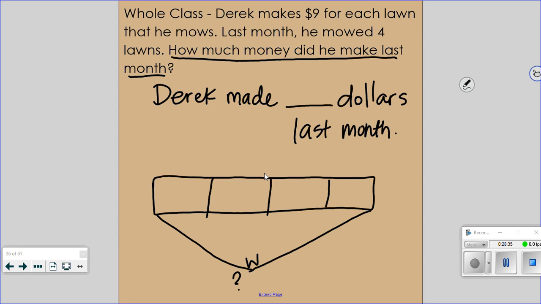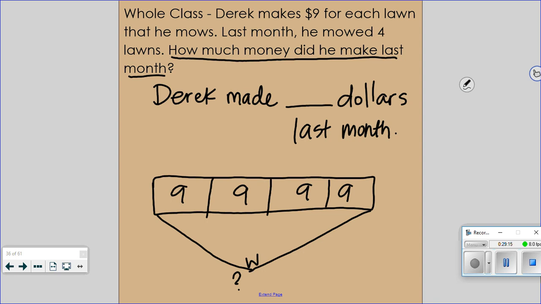Now Scarlett's also right in the fact that every lawn he did mow, he made $9. That means when he mowed this one, $9. Cha-ching! This one, $9. Cha-ching! Every box is going to get a 9 because that's how many dollars he earned. I have this model. What do I do with it? Say, wow, that's nice. It is nice. But that's not the end of my problem.